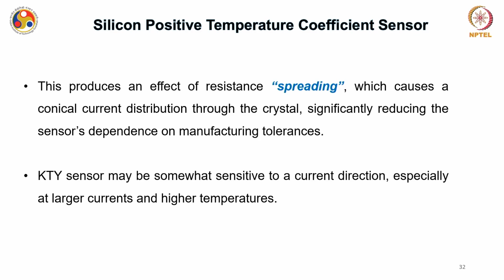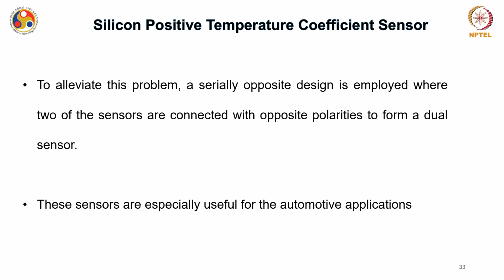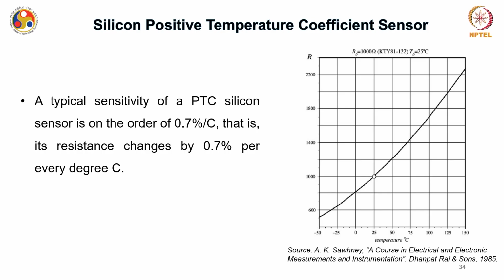And KTY sensors may be somewhat sensitive to current direction, especially at larger currents and higher temperatures. This is one of the issues with KTY sensors. To tackle this problem, a serially opposite design is employed, where two of these KTY sensors are connected with opposite polarities to form a dual sensor to avoid any kind of dependence on the current direction. Now these sensors are especially useful for automotive applications, particularly when the temperature range of operation is less than 200 degrees Celsius.